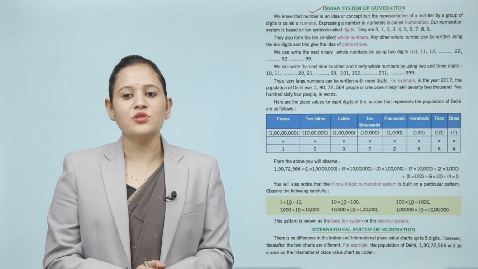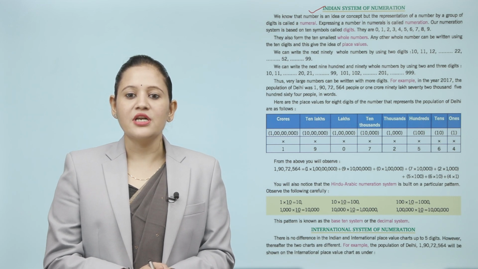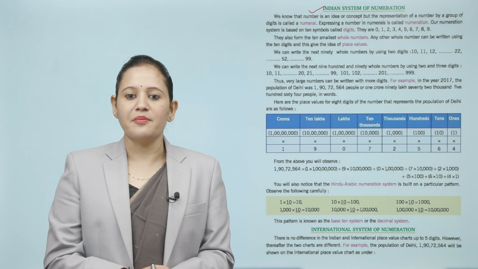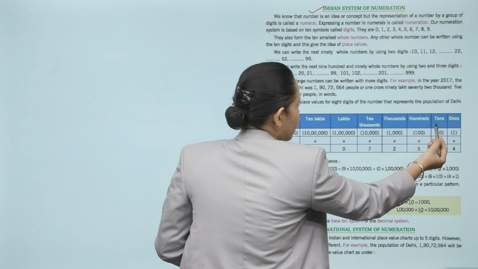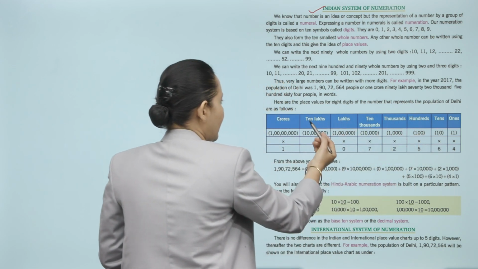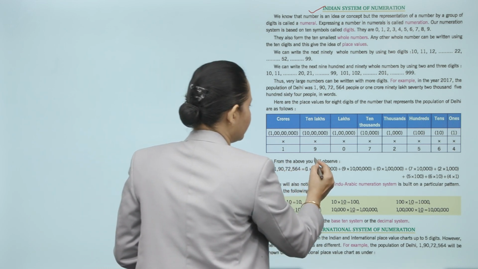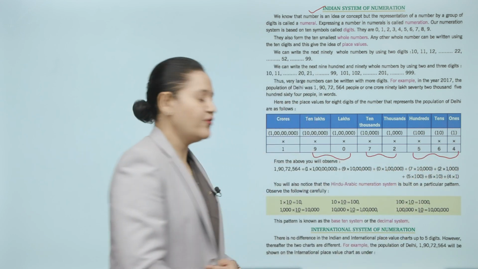For example, in the year 2017, the population of Delhi was 1,90,72,564 people, or 1,90,72,564 people in words. Here are the place values of the 8 digits of the number that represent the population of Delhi as follows. Place value के according दे रखा है ones, tens, hundreds, thousands, ten thousands, lakh, ten lakh, crore. 8 digit number है. So I'll read it. 1 crore, 90 lakh, 72,564. Clear?